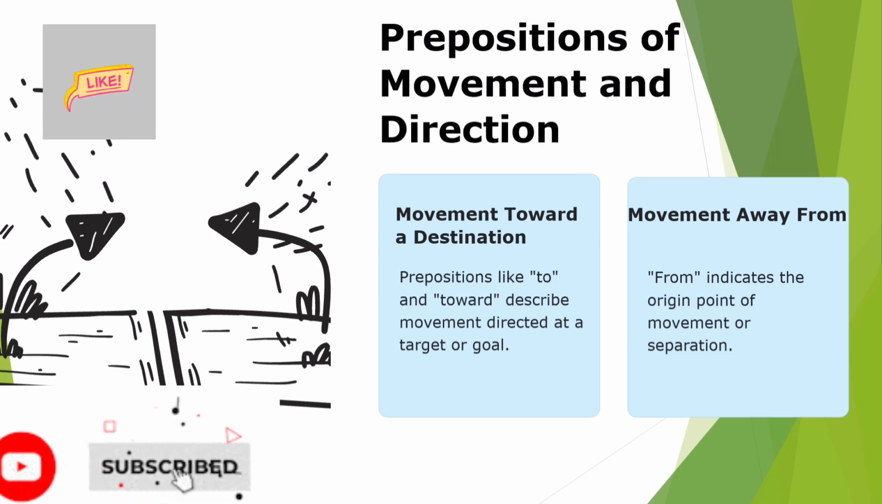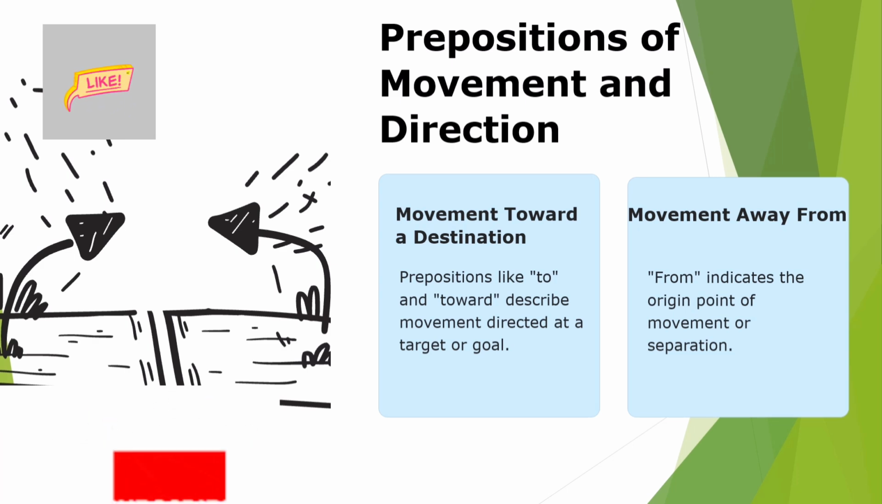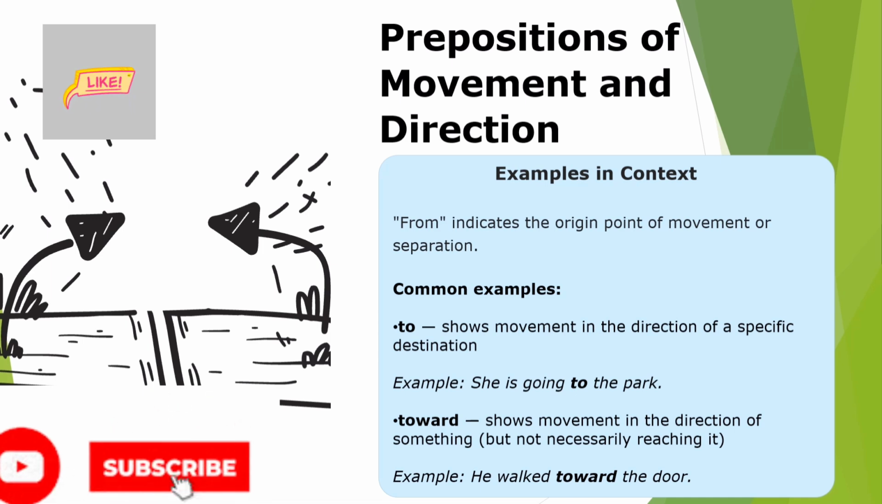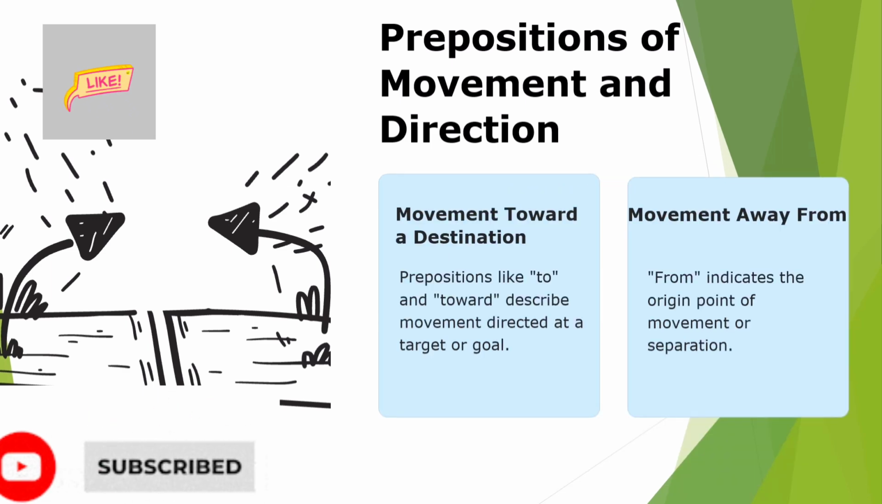What are they? What are the prepositions of movement and directions? Any idea? Prepositions of movement and directions are words that show the direction in which someone or something is moving. They explain where something is moving to or coming from in relation to another place or point.